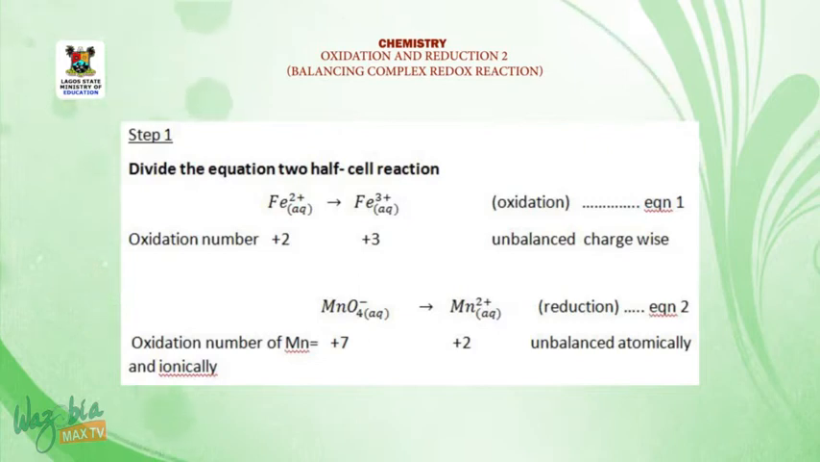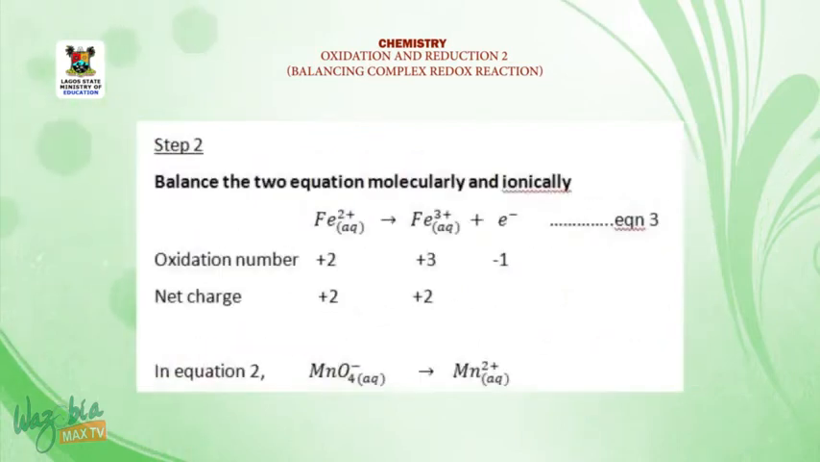Now for the second half equation, it will be MnO4- to Mn2+. The oxidation number of manganese on the reactant side is plus 7 and on the product side it is plus 2. Then we will see that both equations are not balanced atomically and ionically. Now step 2. Balance the two equations atomically and ionically.